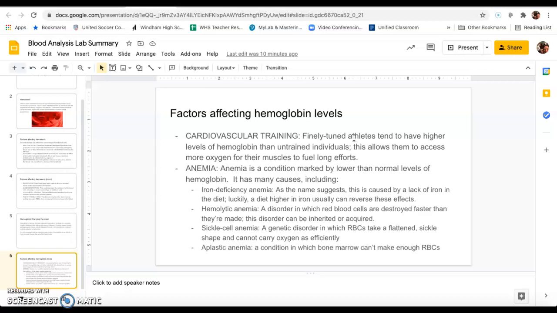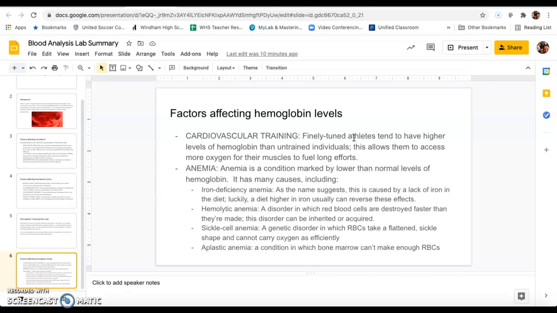There's another disorder called hemolytic anemia. Hemolytic actually refers to the destruction of red blood cells, and so this is a disorder in which red blood cells are destroyed faster than they're made. And this disorder can be inherited or it can be acquired later in life.